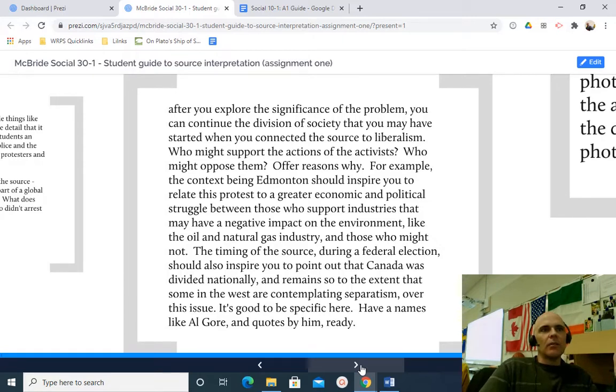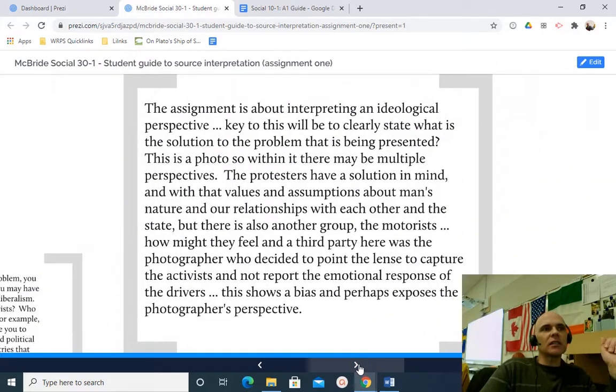Obviously, there is a struggle between those who support industries that may have a negative impact on the environment. So if you support the oil and natural gas industry, then you may not support the protest. The assignment is about interpreting an ideological perspective. Key to this will be to clearly state what is the solution to the problem that is being presented.